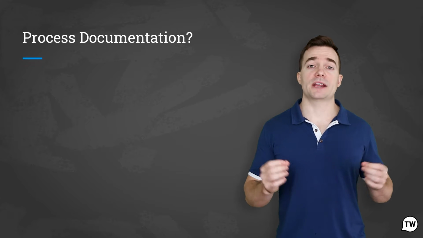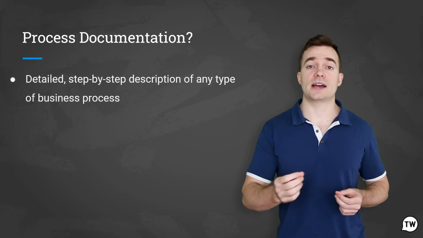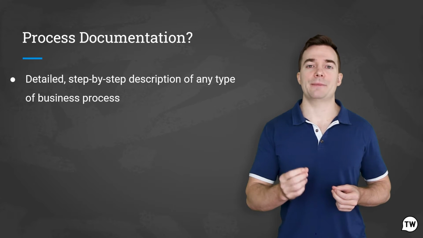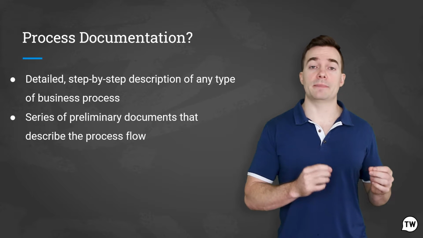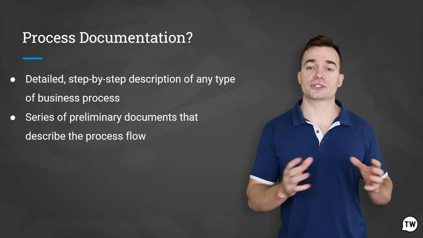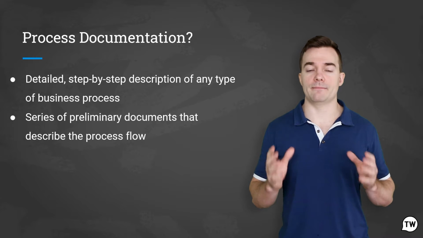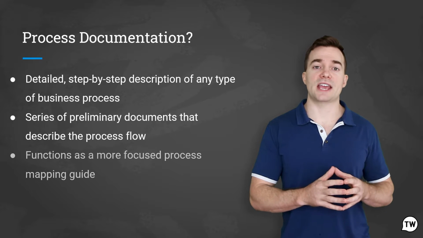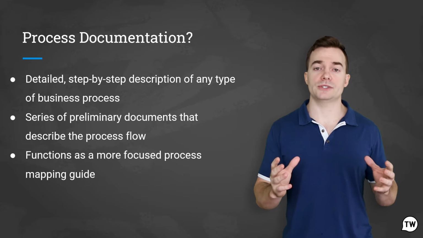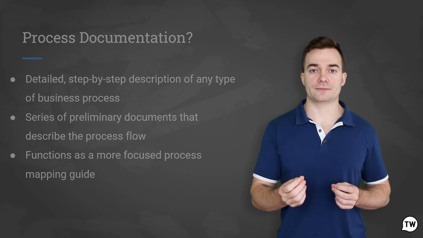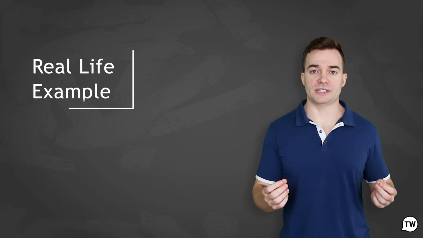The act of documenting a process defines process documentation. It is a detailed, step-by-step description of any type of business process. Moreover, it is a series of preliminary documents that are used to describe a process flow and specifics in a comprehensive manner. It functions as a more focused process mapping guide from the perspective of the employees invested in the process. This real-life example may come to your head when thinking about process documentation.